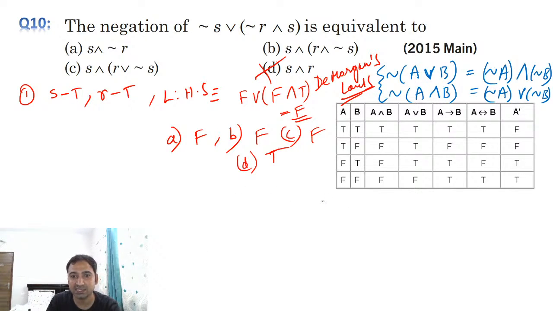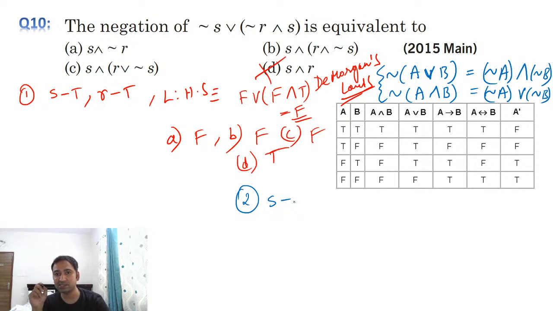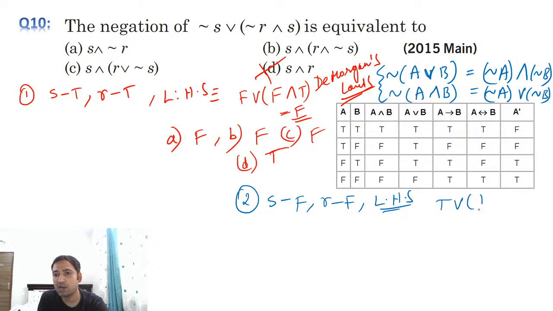Let's take another substitution, guys. The second substitution is S is equal to false and R also false. Let's see what will happen. Now let's calculate the left hand side. It is the negation of false, and the negation of false is true. True or anything is true only. True or true is true, true or false also true. So directly I can say that LHS is becoming true.